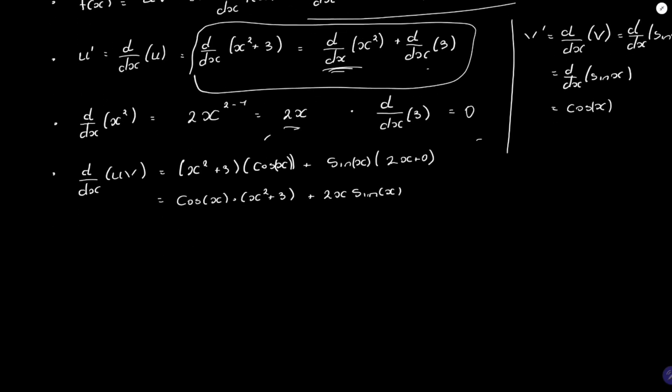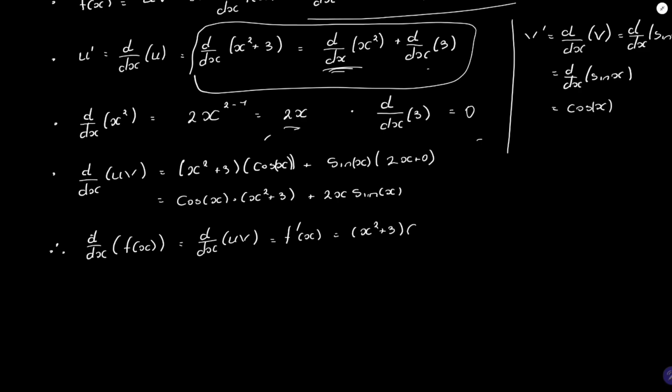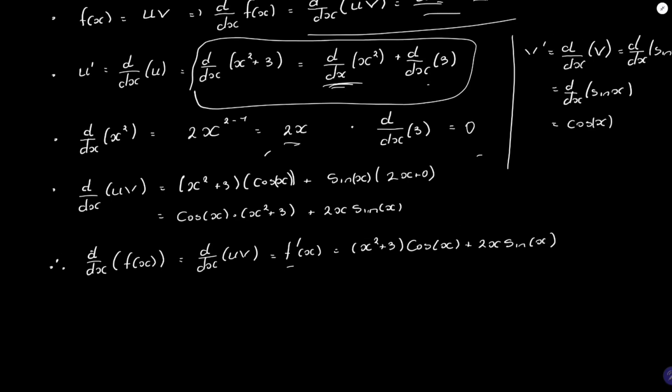So what can we then conclude? Therefore, the derivative with respect to x of our function f of x, which is the derivative with respect to x of uv, which is f prime of x, is equal to x squared plus 3 times cos of x, plus 2x sine of x. So we have found our f prime.